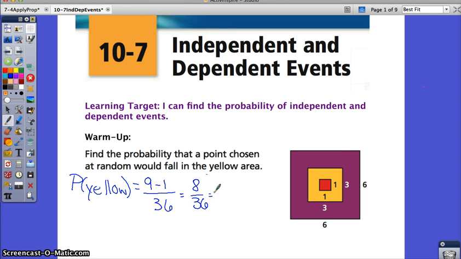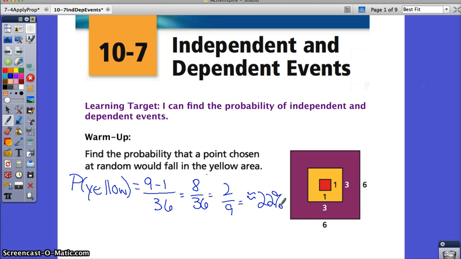And then reduce your fraction down. You can divide them both by 4 and get 2/9. This is about 22%. So when you're looking at a picture, like a geometric figure, you can find the probability by calculating the areas.